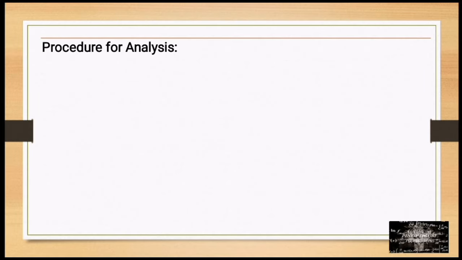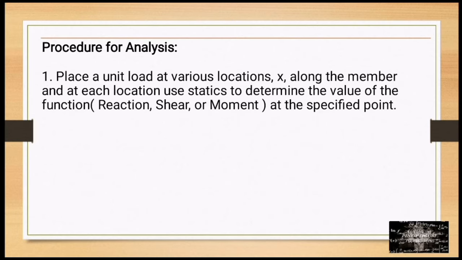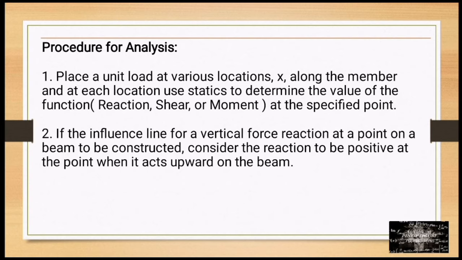Now, we have the procedure for analysis. Number one, place a unit load at various locations X along the member, and at each location use statics to determine the value of the function, such as reaction, shear, or moment at the specified point. Number two, if the influence line for a vertical force reaction at a point on a beam is to be constructed, consider the reaction to be positive at the point when it acts upward on the beam.